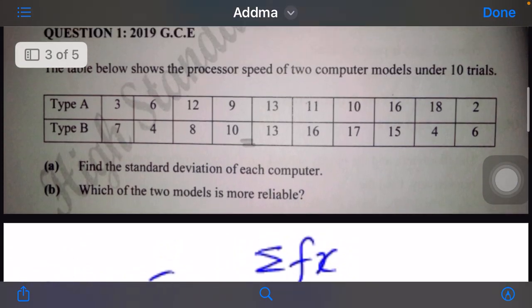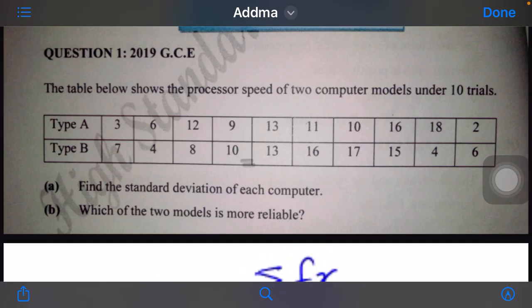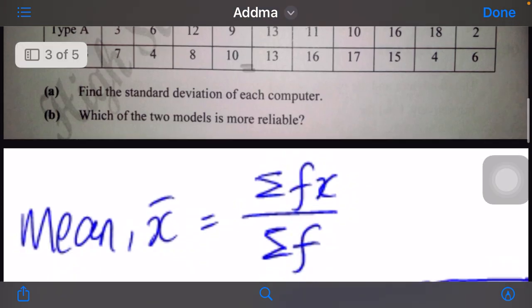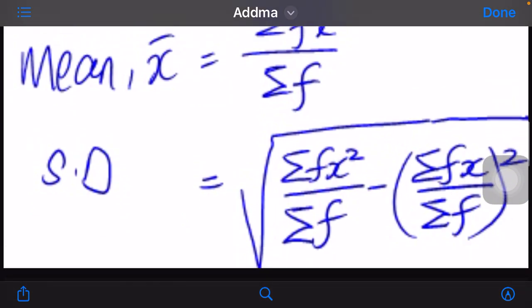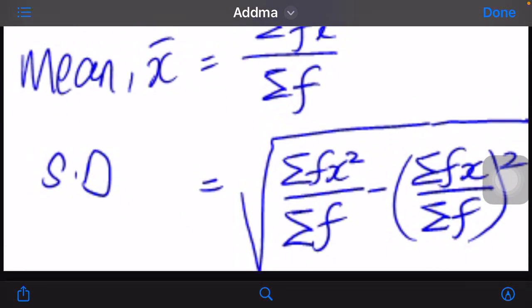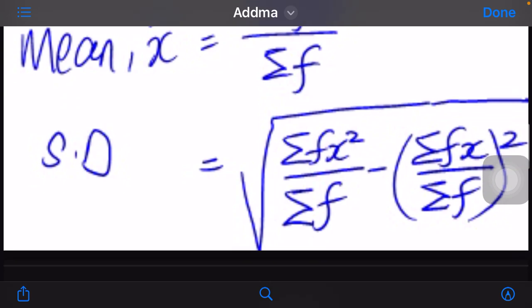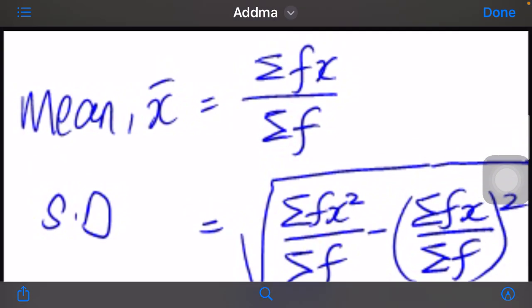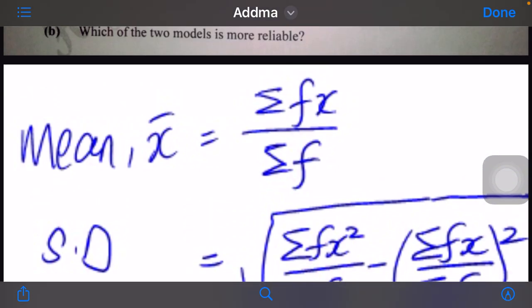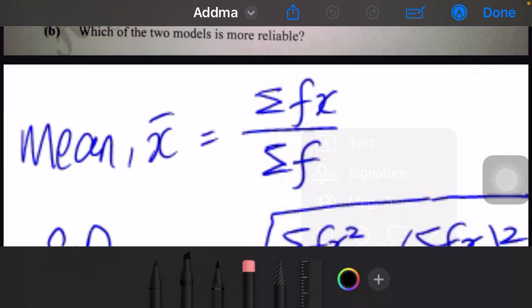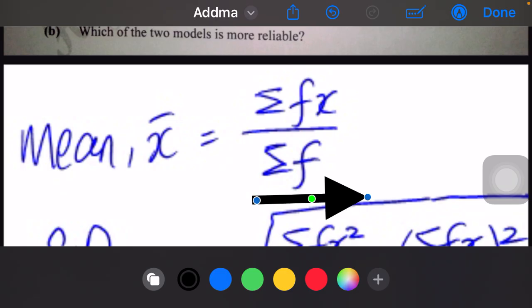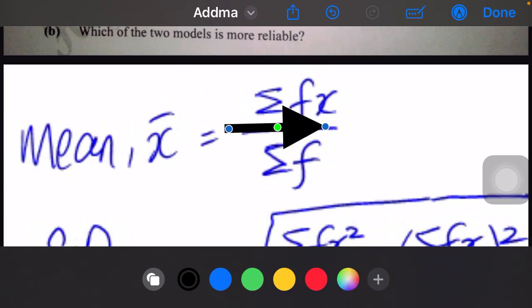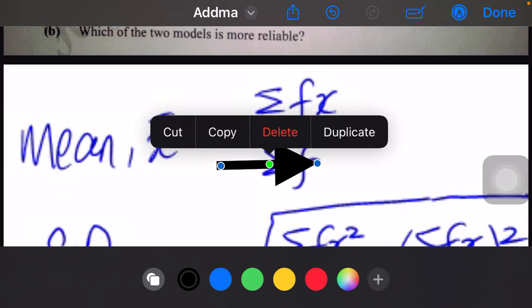So here, when you're given ungrouped data, the first thing you need to find is the SD. And how do you find the SD? We know that the SD is equal to the square root of the sum of f x squared over the sum of f, then minus the mean squared, where the mean is the sum of fx over the sum of f. So this is the formula for finding the standard deviation, and the formula for finding the mean is this one here. Now let's look at the question.